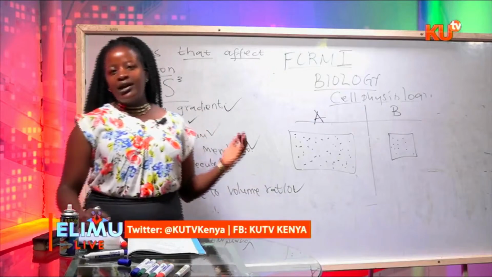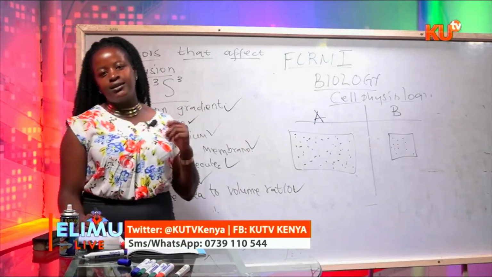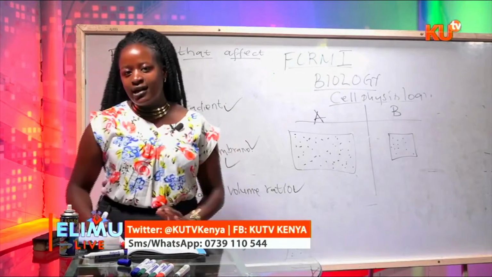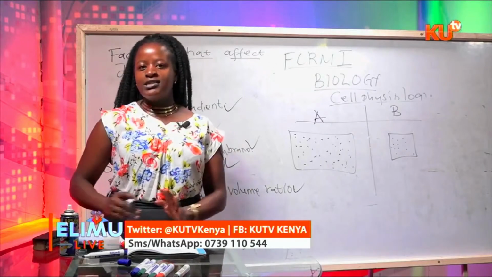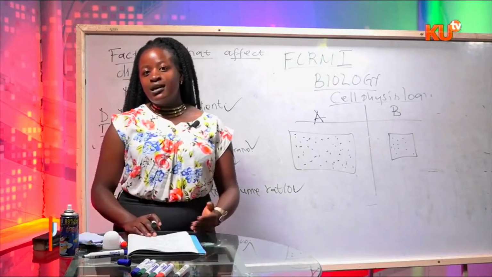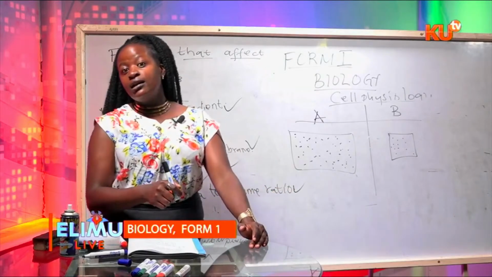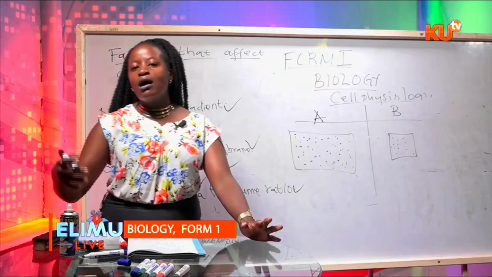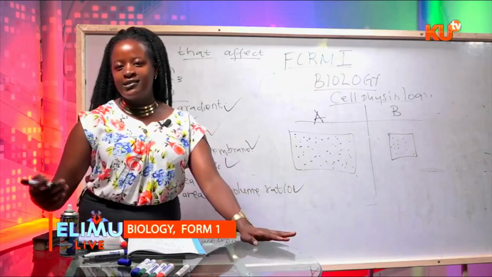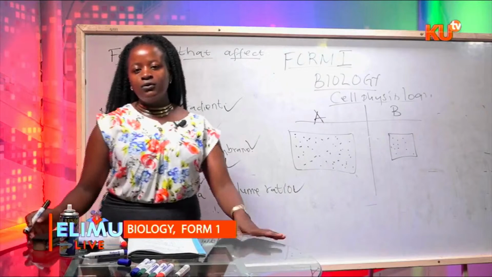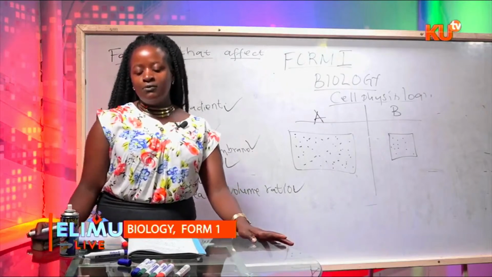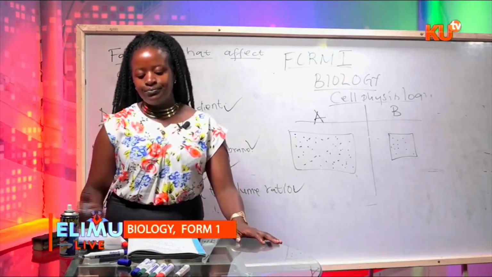Students, when you're outlining these factors and explaining them, you must give both sides. For example, if it's temperature, you must say how high temperature affects diffusion. Then explain also how low temperature affects diffusion. Don't leave your notes hanging. Don't leave your answers hanging.